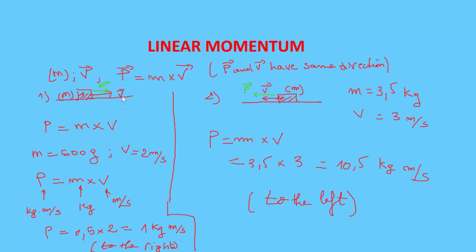So the linear momentum of any object moving with a velocity v is a vector quantity. So it has a direction, and don't forget, the direction of p is the same as the direction of the velocity, because the mass is positive. However, when I calculate the magnitude, I simply write p equal m times v, and the mass must be in kilogram and the velocity in meter per second.